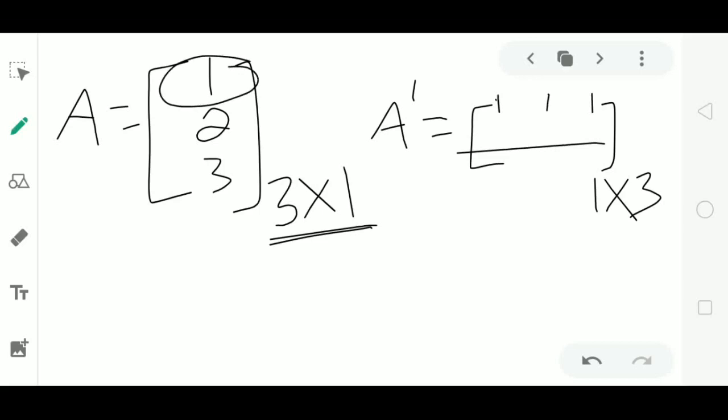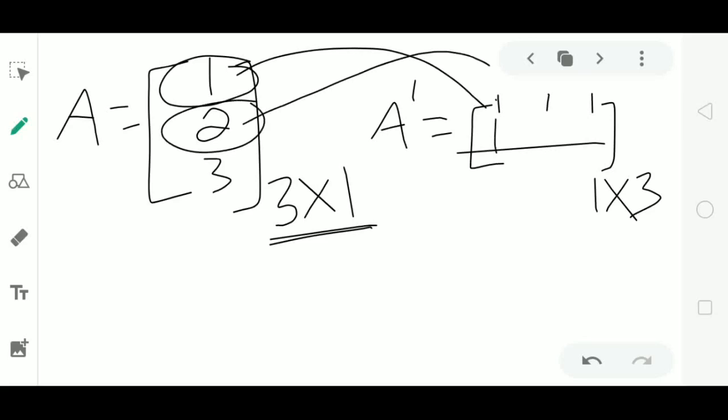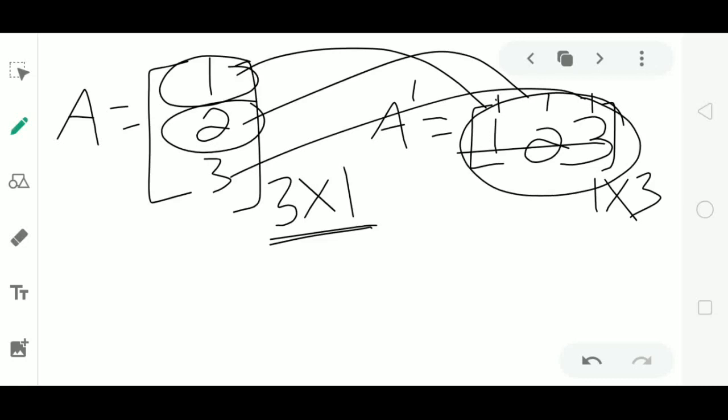Element of first row of A is written in the first column of A dash. Element of second row of A is written in the second column of A dash. Element of third row is written in the third column of A dash. Now this is a transpose of the matrix A. Matrix A has 3 rows 1 column, but its transpose A dash has only 1 row 3 columns. Also you can observe here the elements of first column of A are the elements of first row of A dash.